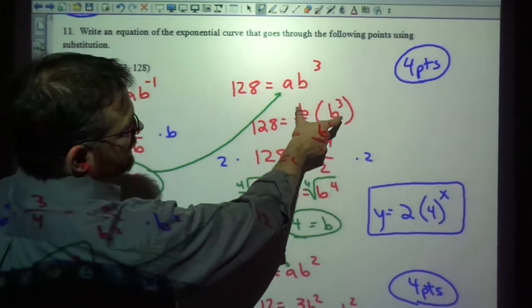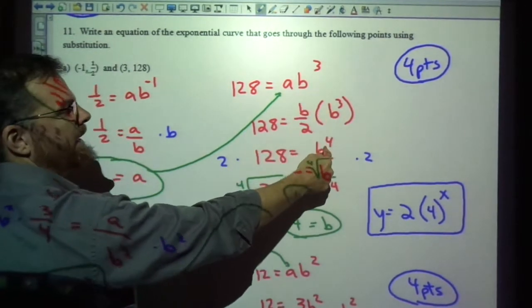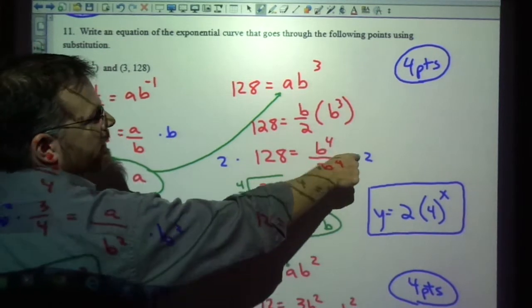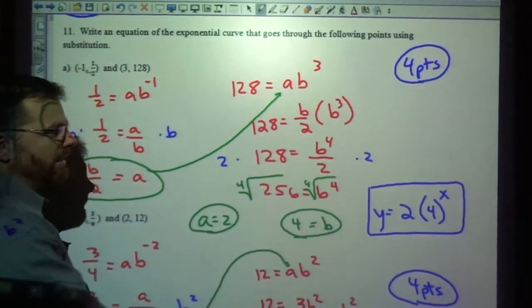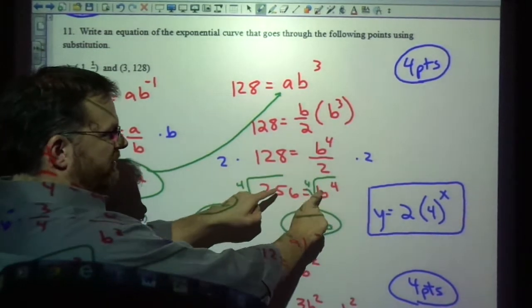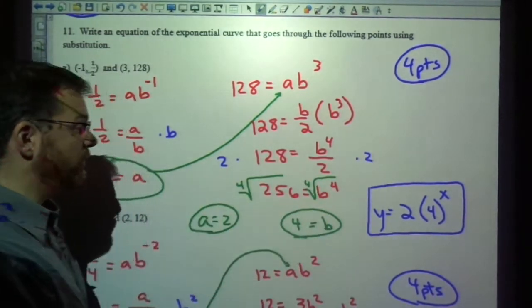We know this is a fraction. We can multiply and add the exponents. So then to get B to the 4th by itself, multiply by 2 on both sides. That's 256 is B to the 4th. So take the 4th root of both sides, which gives me B equals 4.